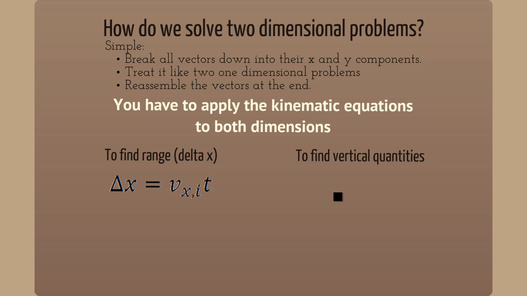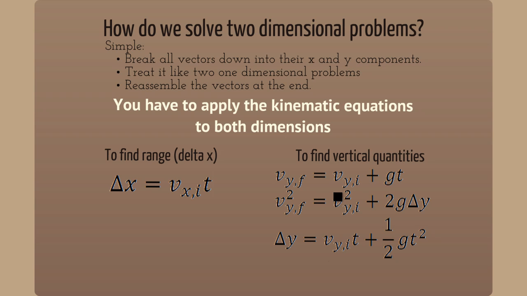Now to find the vertical quantities. These are where they get a little bit tricky. These are the same exact equations that we've had for vertical motion or free-falling motion, except now we have to take into account that we have a y component. So our final velocity in the y direction is going to equal our initial velocity in the y direction plus the free fall acceleration of gravity, 9.81 meters per second squared down, times our time. The second equation is the final velocity in the y direction squared is going to equal the initial velocity in the y direction squared plus 2 times the acceleration of gravity times our change in vertical position.